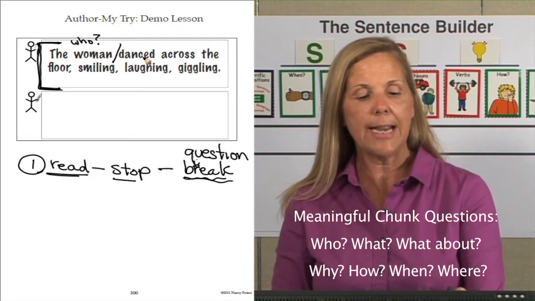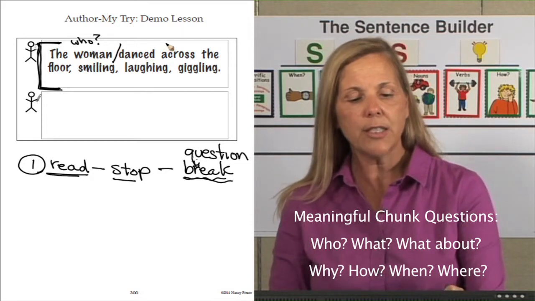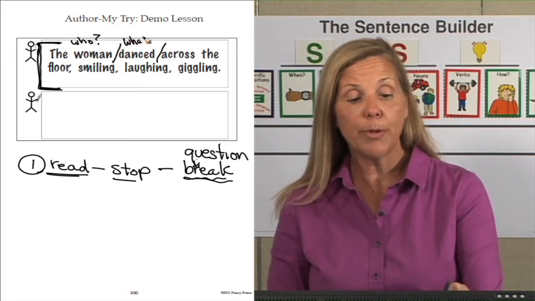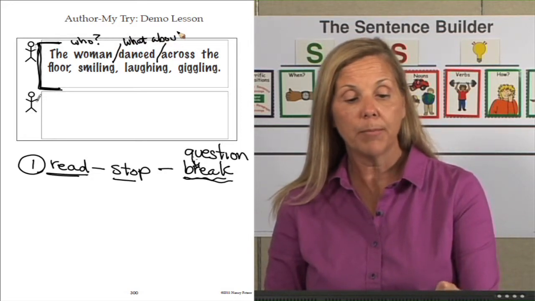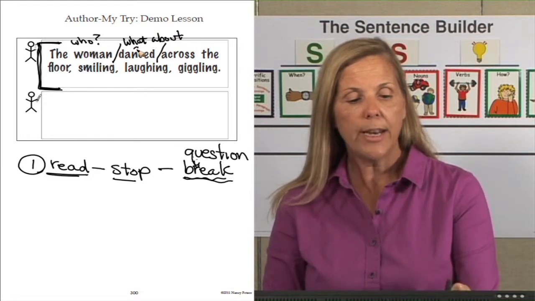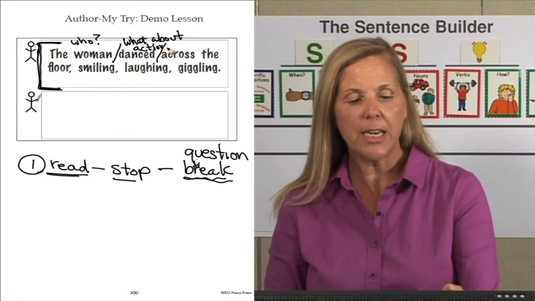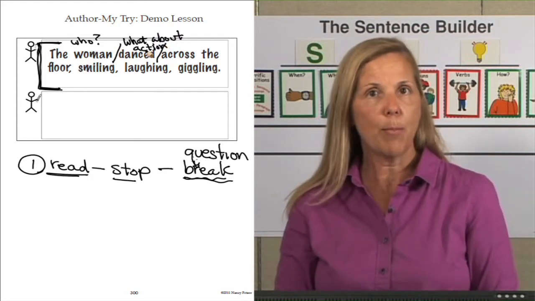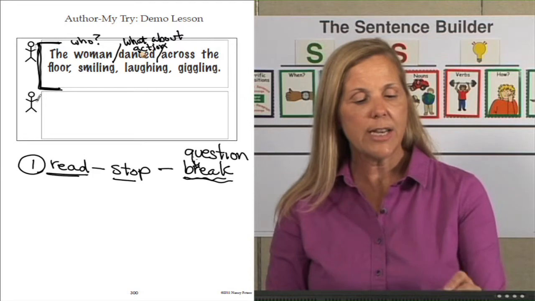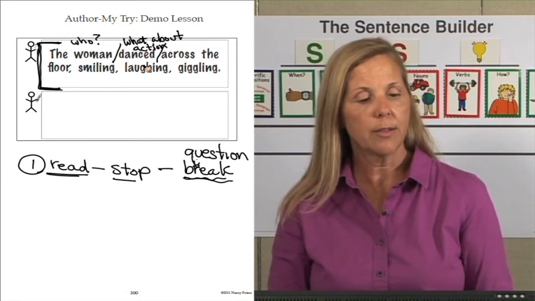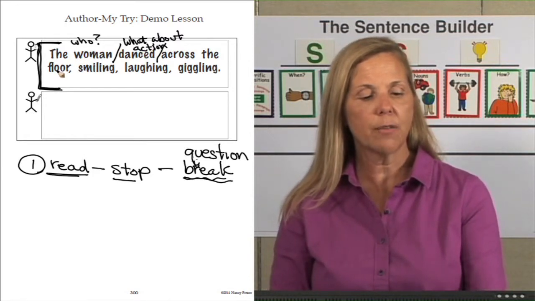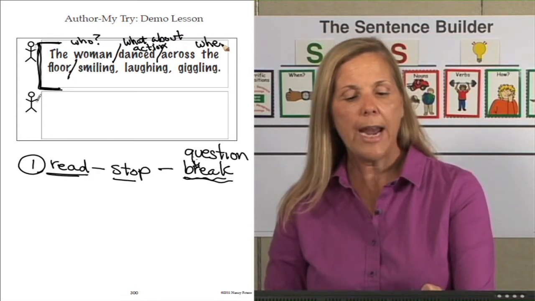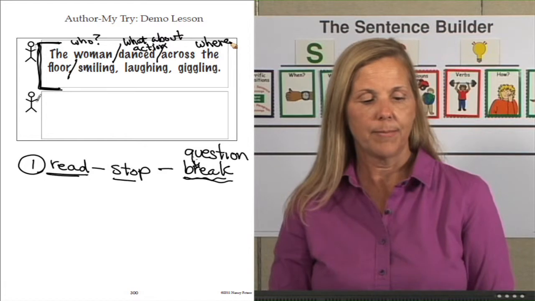The woman danced. We're going to stop. This is telling me what action the woman is doing. What about the woman? What is the action that this woman is doing? Danced. So the woman danced. So again, I go back and I stop. I'm going to identify each meaningful chunk. The woman danced across the floor. Stop. This is telling me where the woman danced.